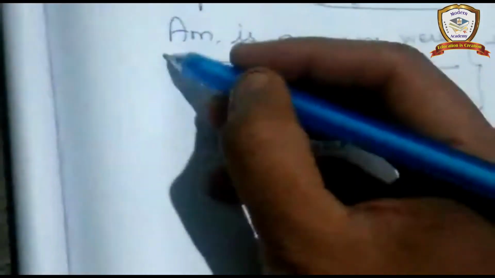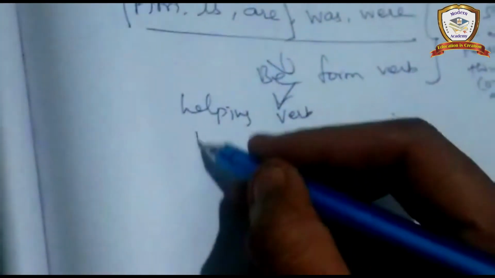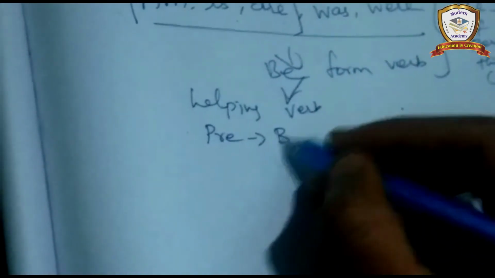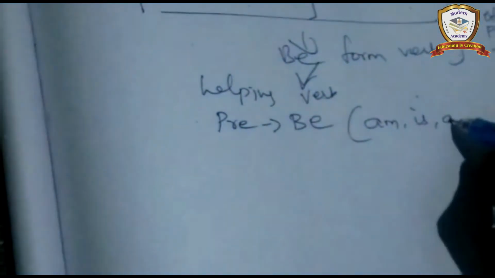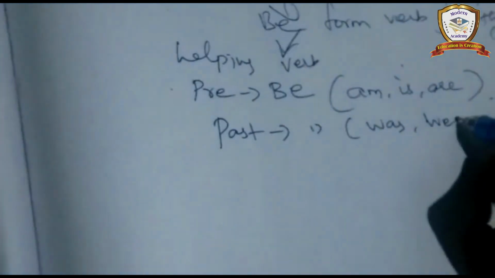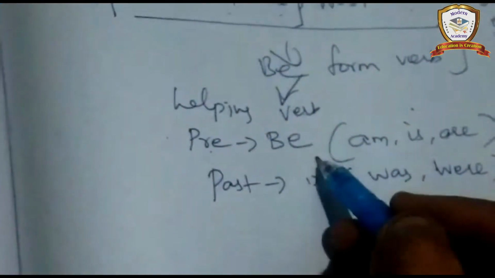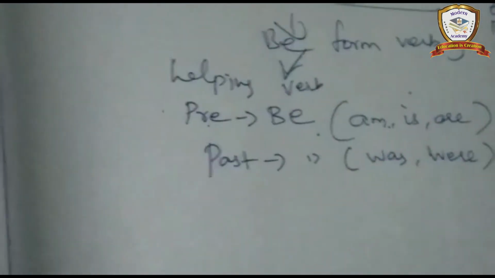Okay, students, so now I think you are very clear on that. You should know that am, is, are we should refer to as the present tense. Which are the present be form verbs? Present be form verbs means am, is, are. Past means was, were. Are you clear?